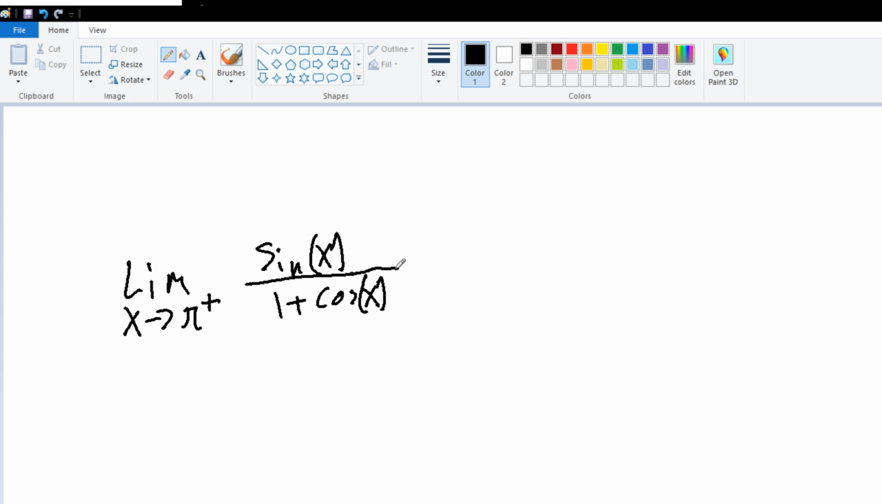Okay, so if we plug in pi, we get sine of pi is 0. We get 1 plus cosine of pi. Cosine of pi is -1. 1 plus -1 is 0. So we get something that L'Hopital's rule works on. So that'll be our tool here. The limit as x goes to pi from the right of the derivative of sine, which is cosine, over the derivative of 1 plus cosine, which is negative sine.